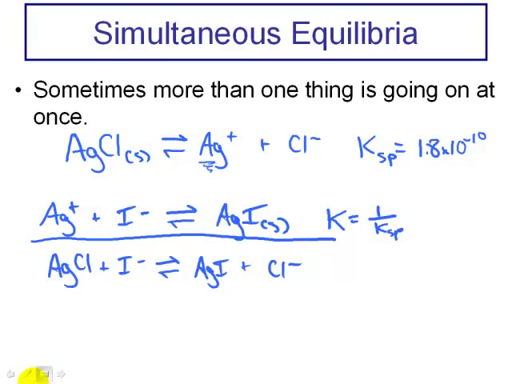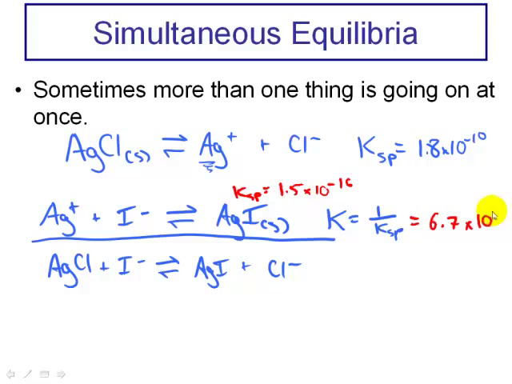Now, I'm going to tell you guys that for silver iodide, KSP is equal to 1.5 times 10 to the minus 16th power. And so I need you guys to have calculators, because I can't do this in my head. Calculate for me, what is the value of K for this second step? All right, you guys, what you got? 6.7 times 10 to the 15th power.